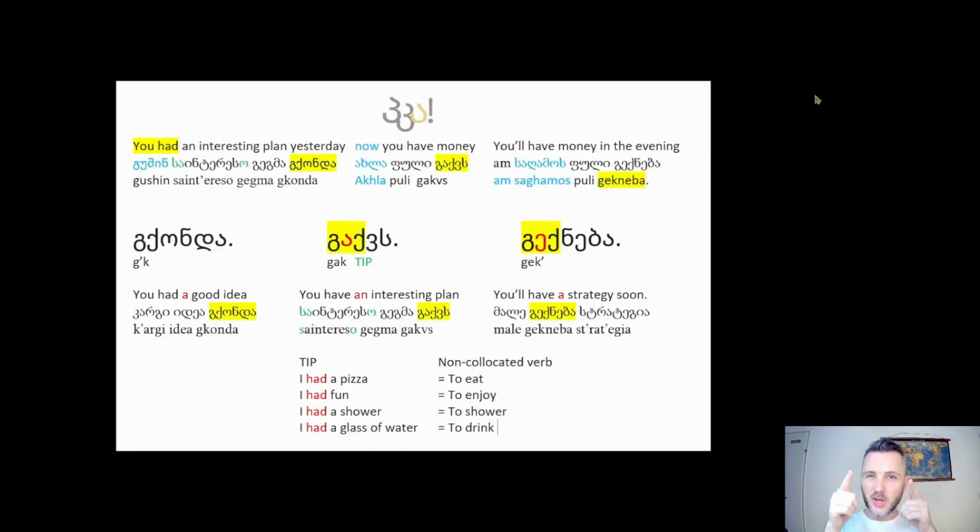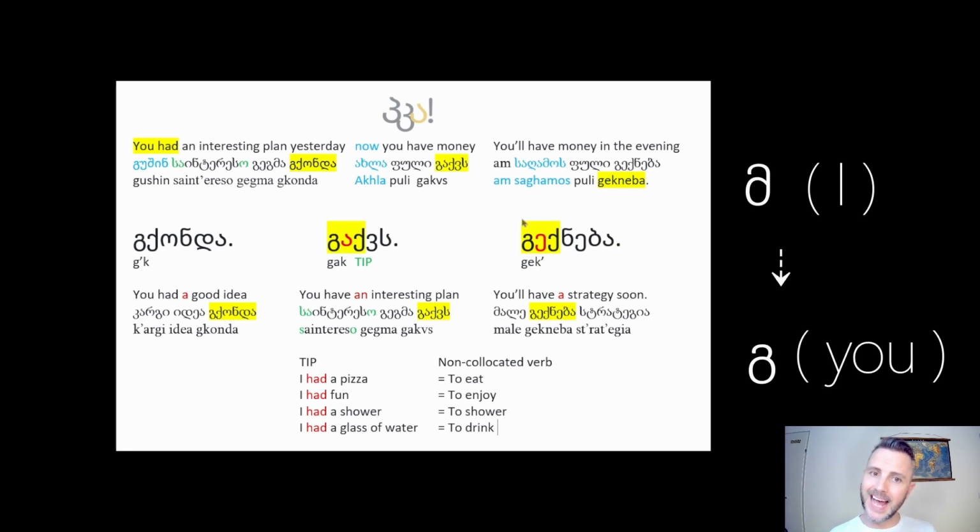Now it's your turn. What you have, what you had, and what you are going to have. So, right to the beginning, gaks. G. That's you. Shen gaks. If you had it, shen gkonda. And if you're going to have it, then shen gekneba. So here we can see that the m from mak has changed, and the a and the e have remained the same. So we can see that me and you having something now and in the future follow very similar structures. As long as you get the g and I get the m, the sentence makes sense.